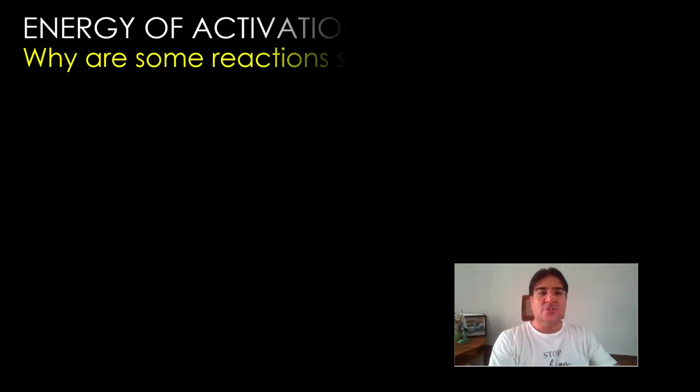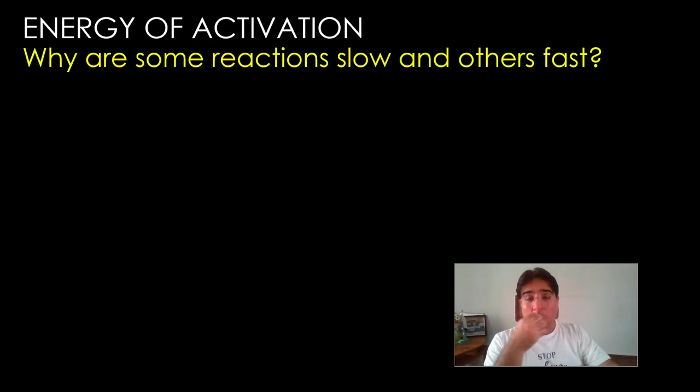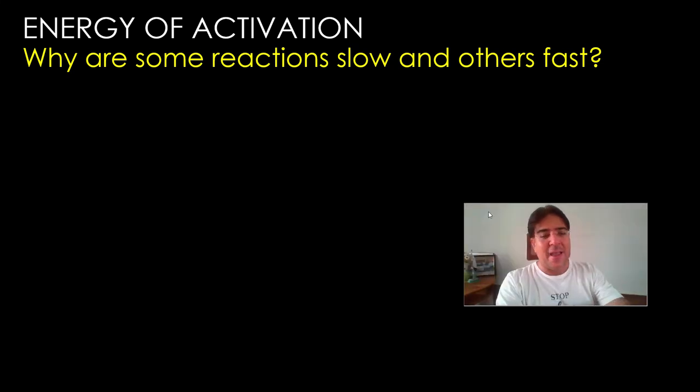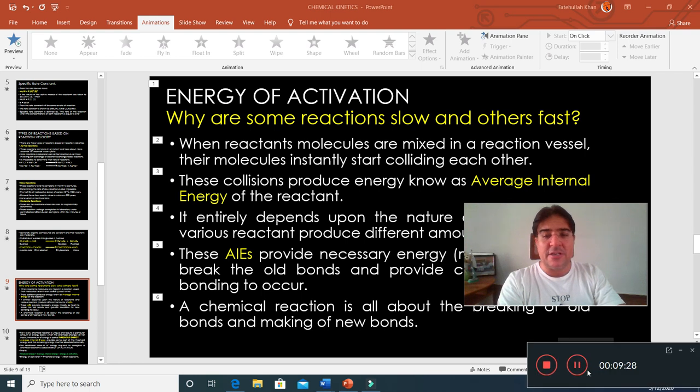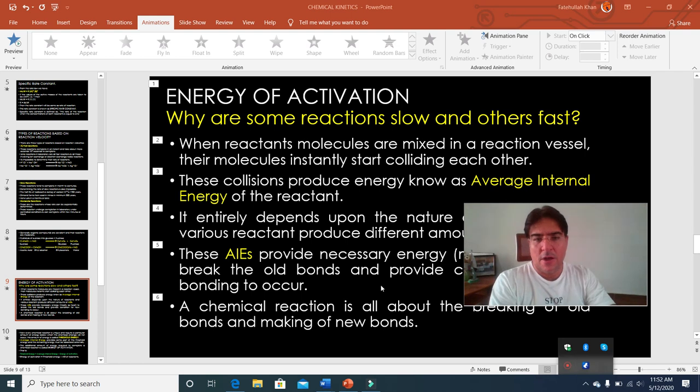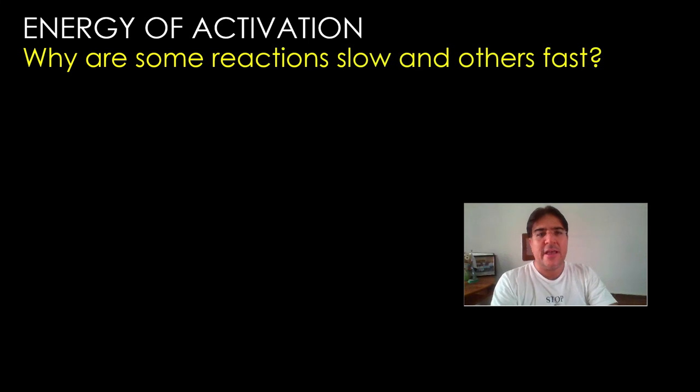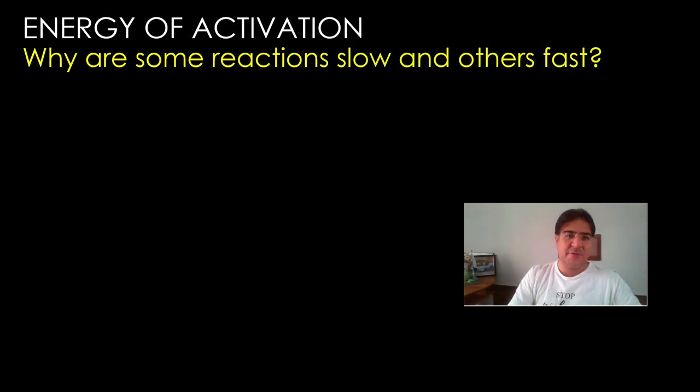All right, so let's go for the question: why is that so? Why are some reactions slow and why are some reactions fast? What is the main controller behind the speed of the reactions? The main controller is the concept of energy of activation. It is the concept of energy of activation which can make a reaction slow or fast.